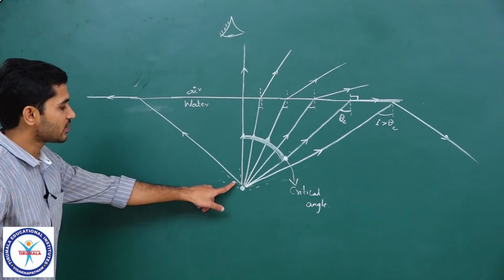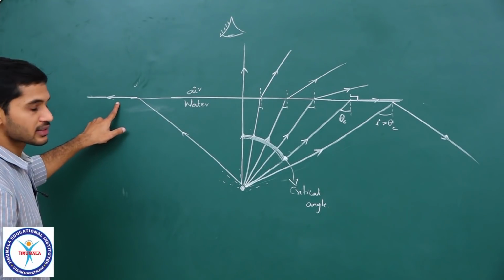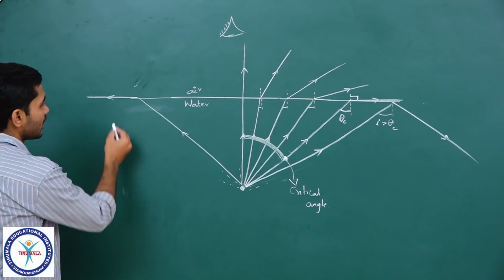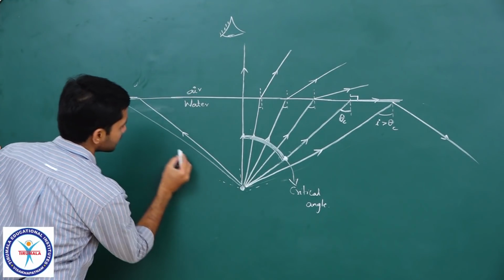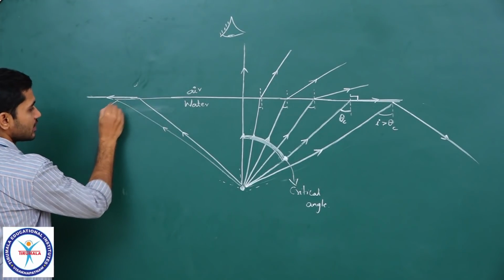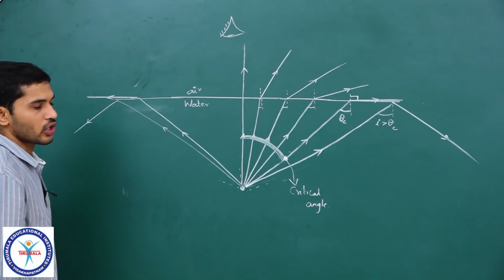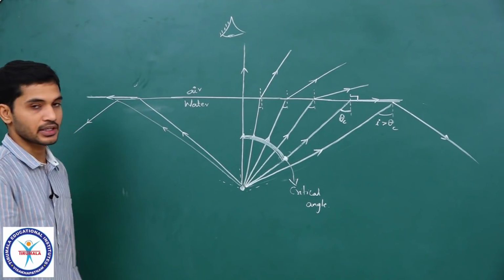So, any other light ray which is incident at an angle greater than this will reflect back. Maybe I will draw one such light ray just for understanding. If I consider this light ray which is incident here, this gets reflected back. Okay. So, this is what happens in this scenario, correct?